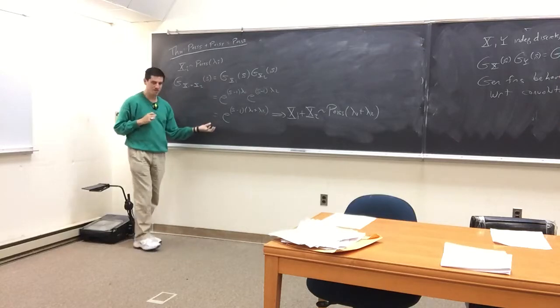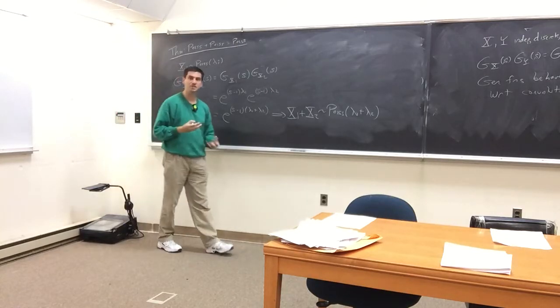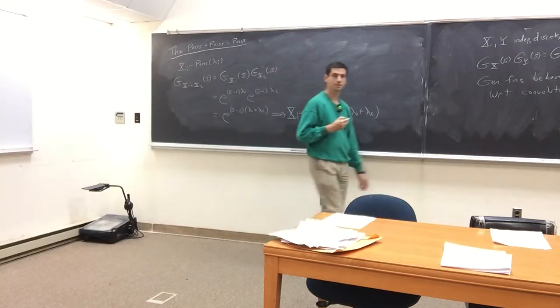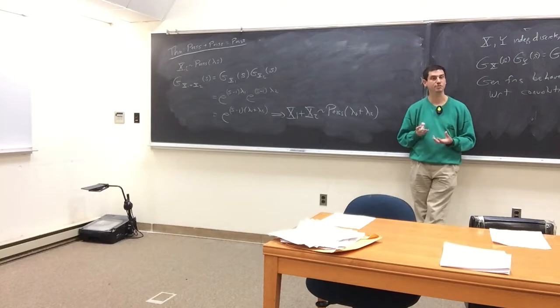You can compare this proof to what we did before. I think this proof is much faster. And you can see the benefit of isolating these results about generating functions. Because we know we have some kind of uniqueness here for discrete random variables, if we can identify the generating function, we know what the distribution must be.